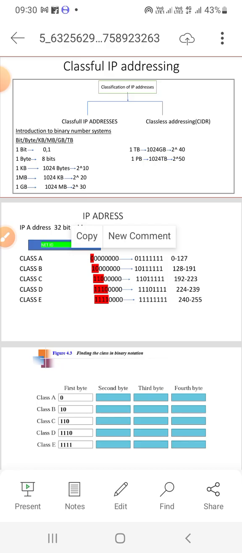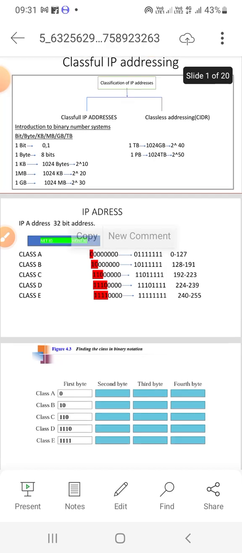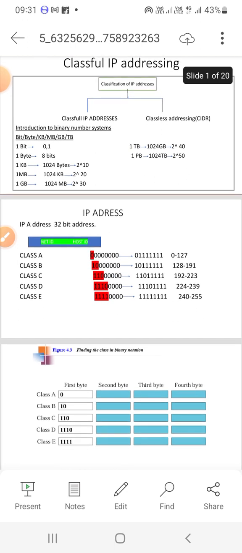Classification of IP addresses. These IP addresses are classified into two groups: classful IP addressing and classless IP addressing. Classless IP addressing is also called CIDR, classless inter-domain routing. First of all, let us go through classful IP addressing. Before that, we first need to see the binary number system.